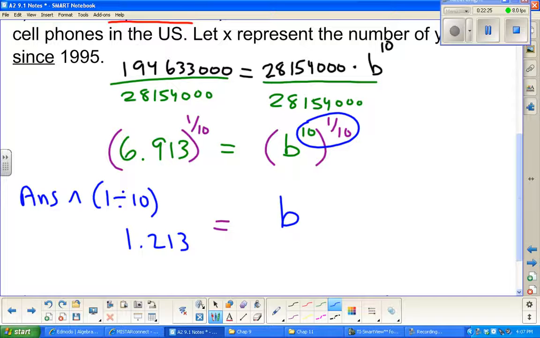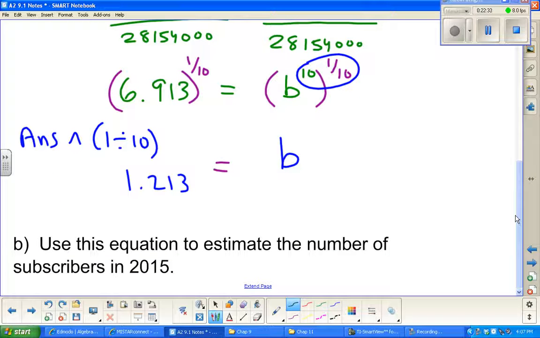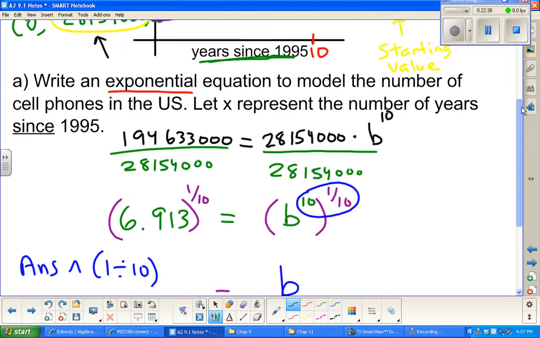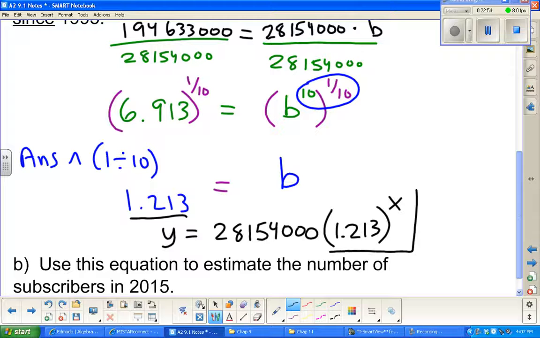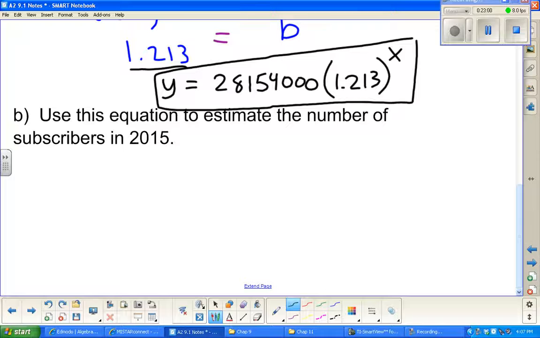So we can write the equation now. The equation would be y equals, we knew the a value, the initial value, 2,154,000, times, we just found b, 1.213 to the x power. We found out how much it was growing. A couple things we found: we actually knew the initial value from the very beginning of the problem. That was given to us. So we knew that from the beginning, and we went through and found b.